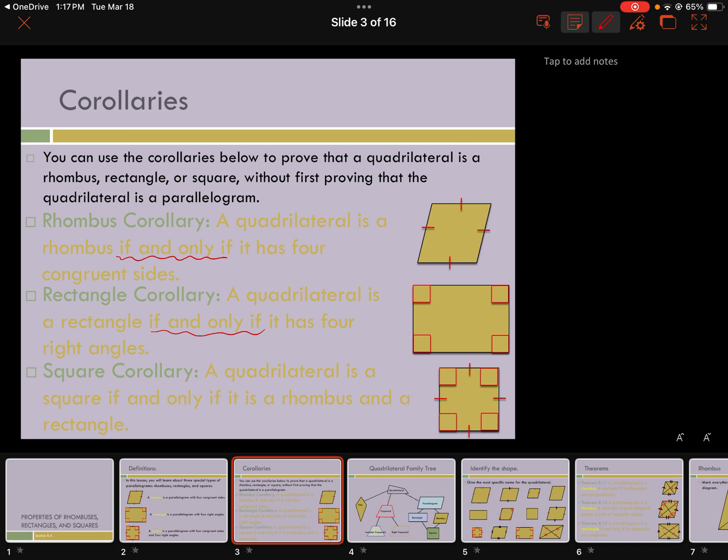And then your square corollary. A quadrilateral is a square if and only if it's a rhombus and a rectangle. So if you see a rhombus that is a rectangle, you know it's a square. And if you see a square, you know it's a rhombus and a rectangle.